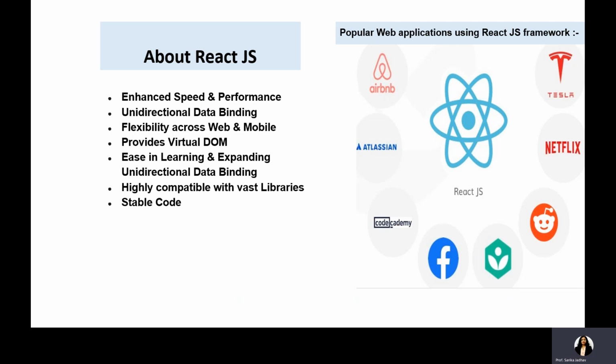Okay, so these are some of the features mentioned here. It enhances the speed and performance of your web application. It provides unidirectional data binding. Also, it provides a virtual document object model. It is highly compatible with vast libraries, so code becomes much easier and simpler to implement. It also provides stable code. So it provides the reusability concept.